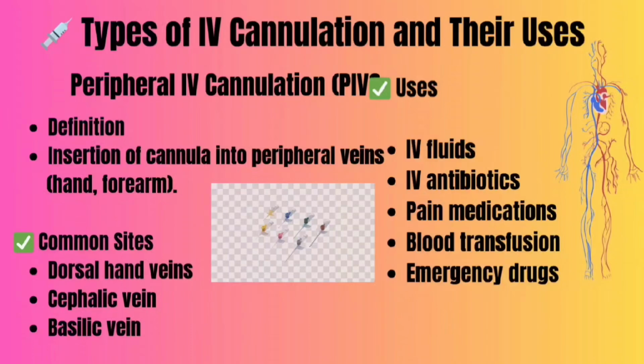Then the cephalic vein, which we can find on the thumb side of the forearm, and the basilic vein, which we can find on the little finger side of the forearm. You can see the diagram here. This type of color-coded cannula is most commonly used in hospitals for short-term IV fluids and medications. Its uses are IV fluids, IV antibiotics, pain medications, blood transfusion, and emergency drugs.